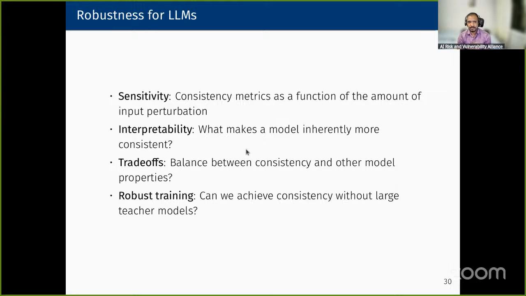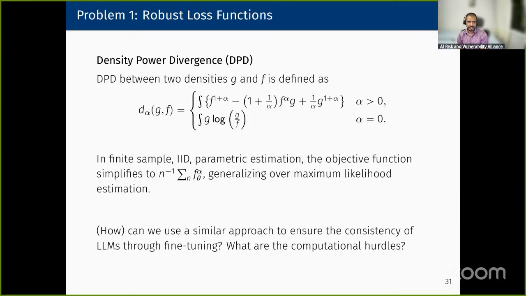Interpretability. Why are language models more consistent in certain situations versus less consistent in other situations? Trade-offs, any balance between consistency and other properties like fairness or accuracy, and also robust training. Specifically for robust training, is it possible to use robust loss functions? This is the exact reason that I started off and dove deep into the density power divergence based method. Is that this method is actually a generalization, like I mentioned, over maximum likelihood estimation.